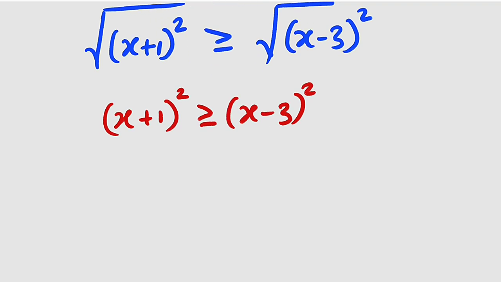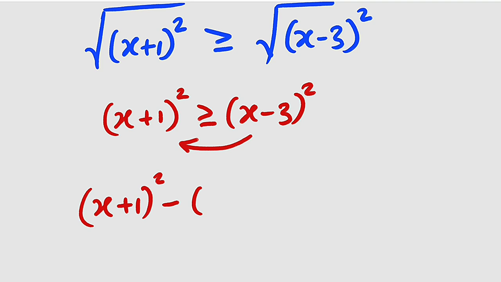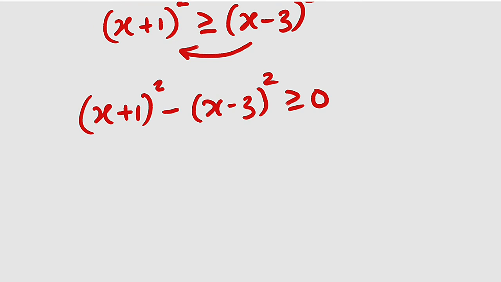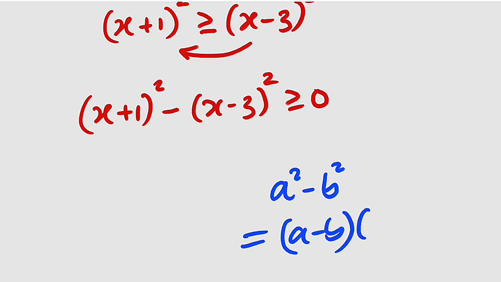If you want to use difference of two squares, you can take this one backward. So we have x plus 1 whole squared minus x minus 3 whole squared. This is greater or equal to 0. Difference of two squares, what can you remember? If you have a squared minus b squared, this is the same thing as a minus b multiplied by a plus b. So we're going to do the same thing here.